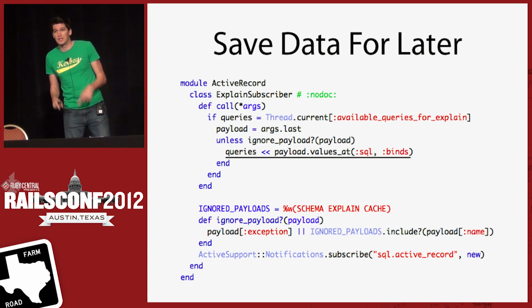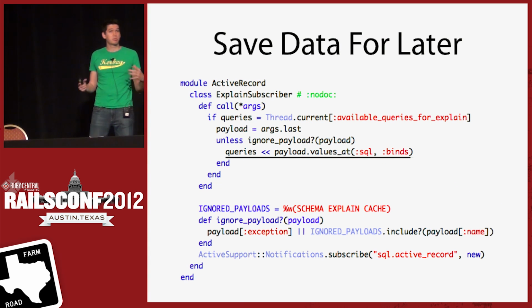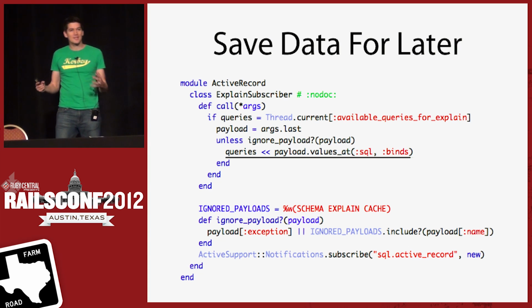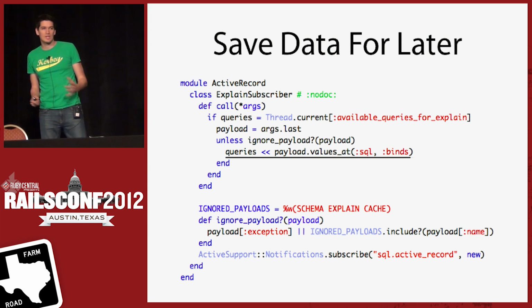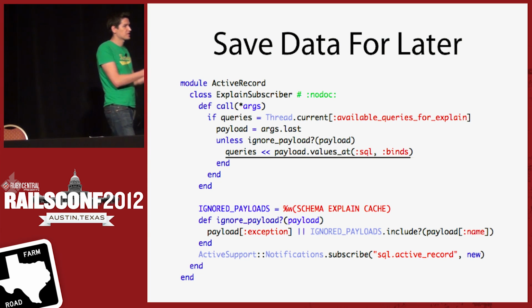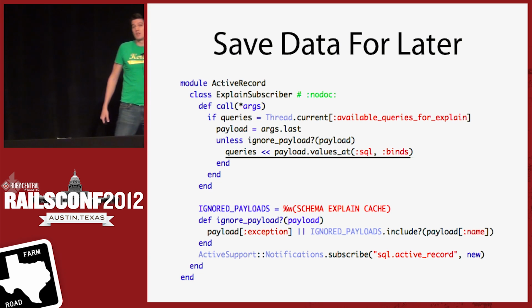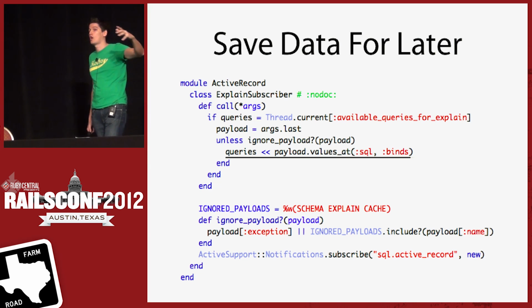So another thing you can do, and this is how the explaining your queries works in Active Record, right, is you can just toss that data into memory to use later. So basically what happens here is, I know every subscriber I've shown you up to this point has a block, but you can actually use subscribe also and just pass it an object that has a call method.